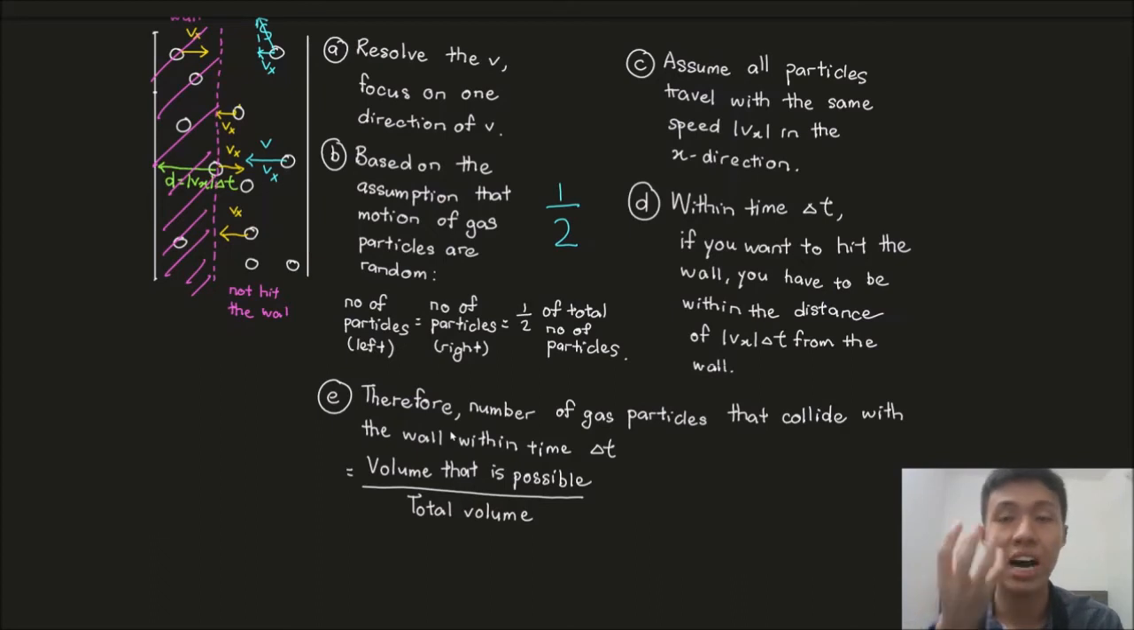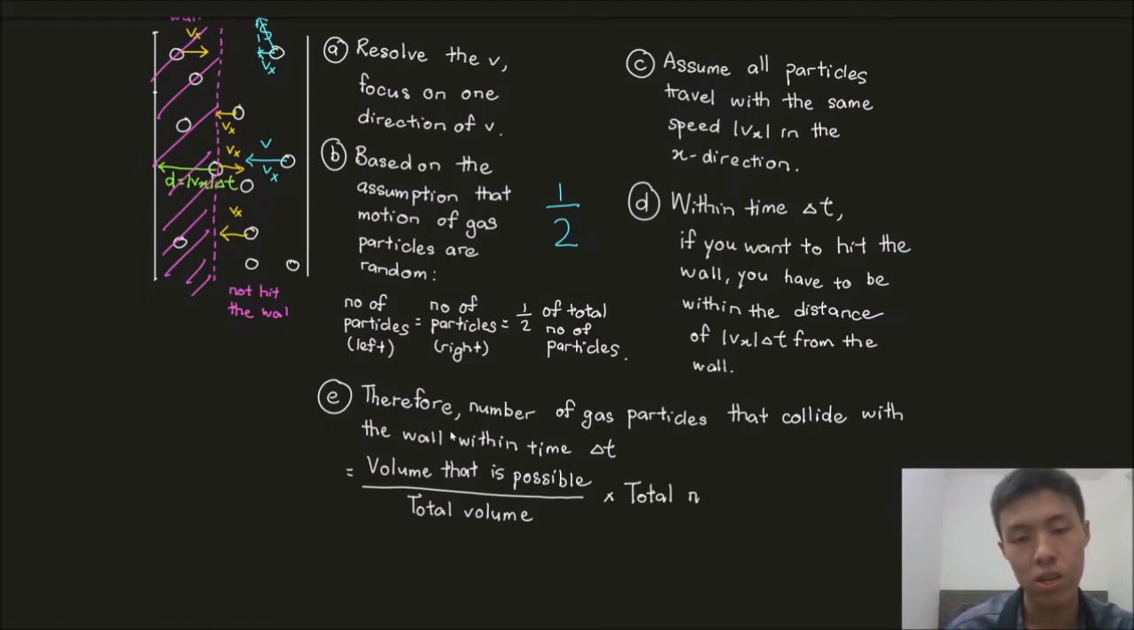So you are finding the portion of the gas particles that are able to hit the wall. Now what you need to multiply by is the total number of particles. So you are finding the proportion of particles that are able to collide with the left wall, times the total number of gas particles.